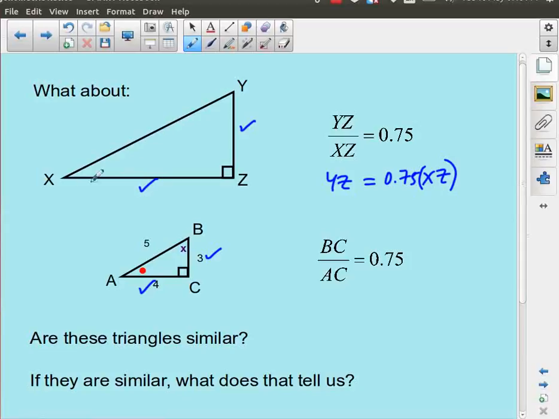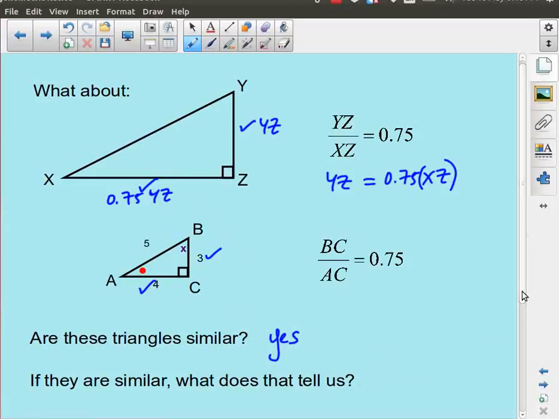So that means that if this is the side YZ, then this is 0.75 times YZ. And then if I were to take the ratios of this side to this side and this side to this side, it would turn out that those ratios are equal. So it turns out that yes, these triangles are similar. I'm not going to do the entire demonstration of that. You can explore that if you want to.